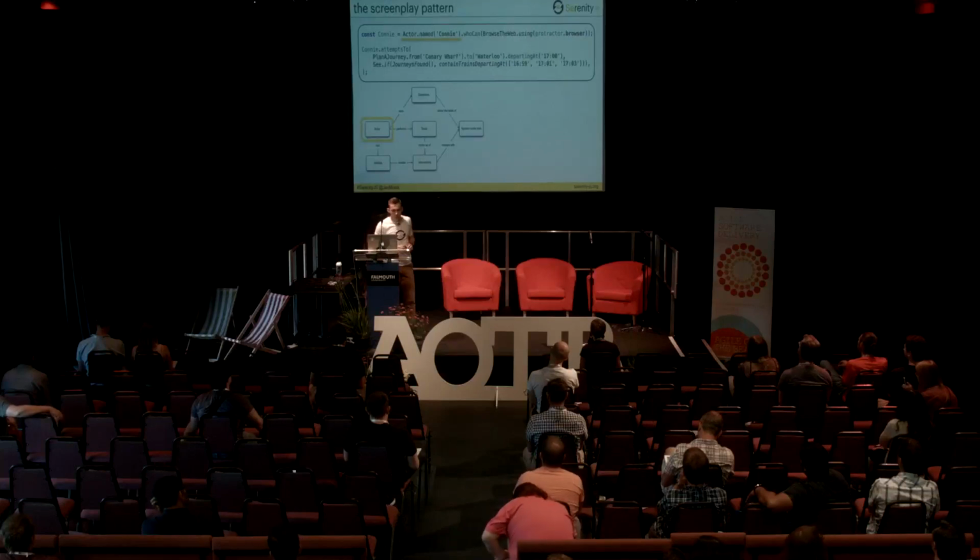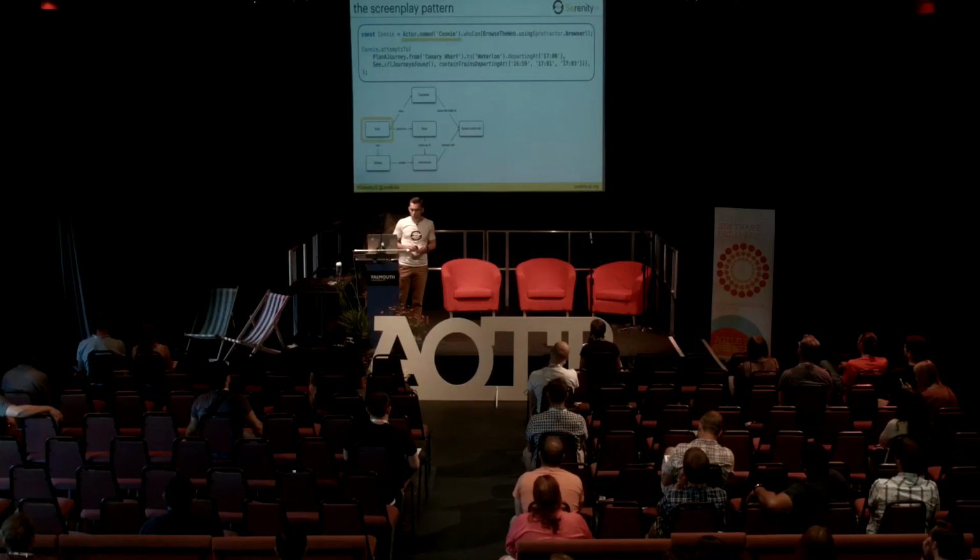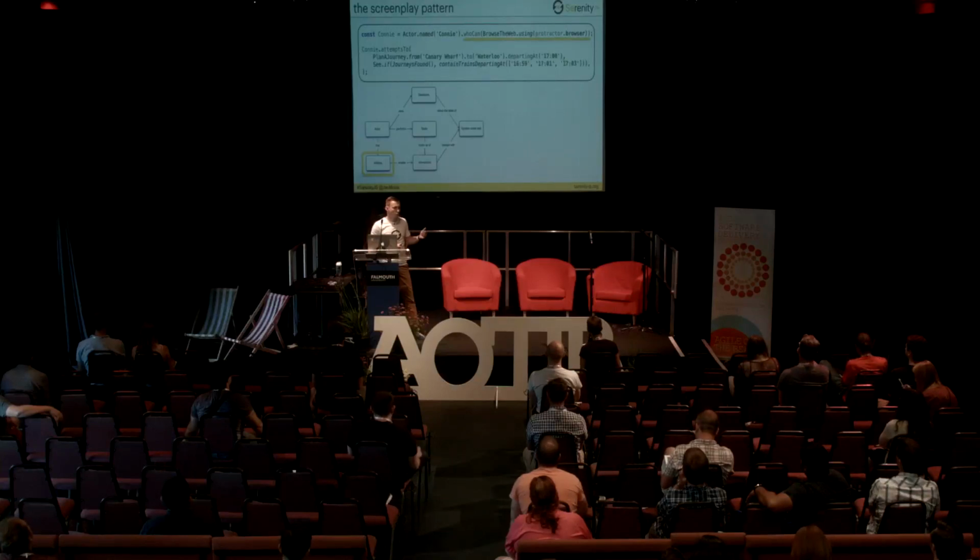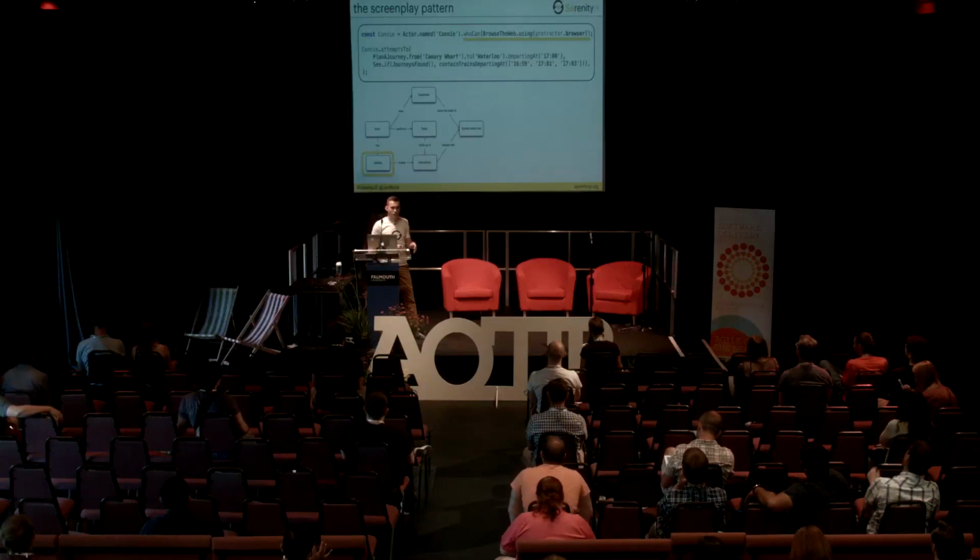Now, the actor will need to have some abilities to interact with the system. Basically, the ability is just an adapter to a specific interface. So we can have an adapter to use the web UI, we can have an adapter to interact with the mobile app, we can have an adapter to interact with the REST API or the domain layer, and so on. Now, the library ships with several of those adapters, but you can very easily write your own.